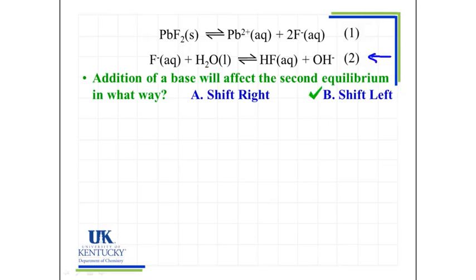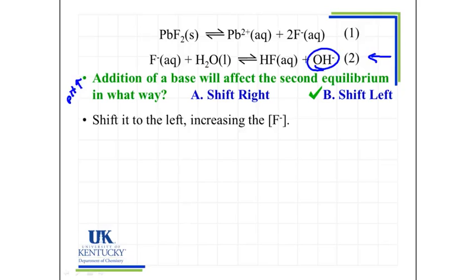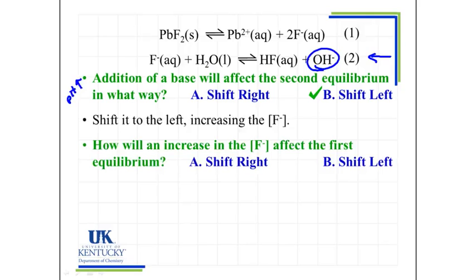Well, did you say it would shift it to the left? That is correct. If you're adding a base, in other words, as the pH is going up, it's going to shift that second equilibrium to the left. And that would increase the amount of F minus in solution. So if you're increasing the amount of F minus in solution, how would the increase of the concentration of F minus affect the first equilibrium? Think about that and answer.